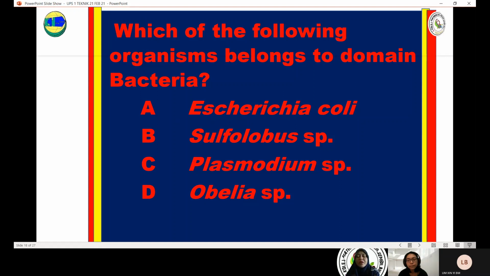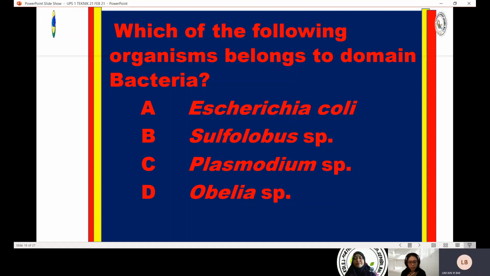If you are not quite familiar with Obelia, Obelia is actually a higher organism, in the kingdom Animalia. So you can remove distractor D, which is the weakest distractor. The ones that will distract you are maybe A and B, right?